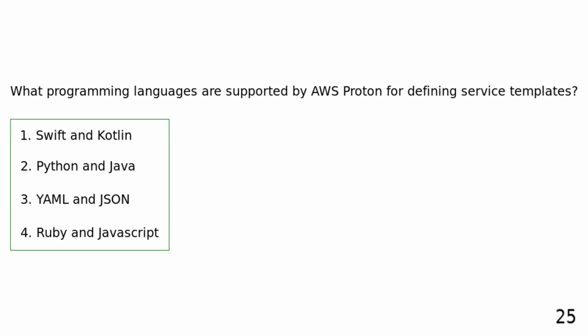What programming languages are supported by AWS Proton for defining service templates? Swift and Kotlin. Python and Java. YAML and JSON. Ruby and JavaScript.